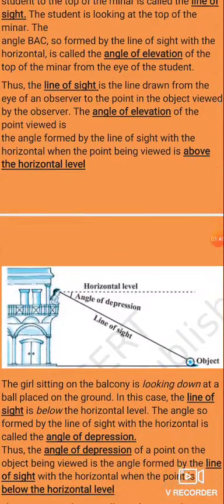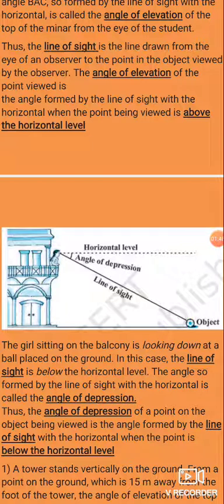Next figure, listen carefully. A girl sitting on the balcony is looking down at the ball placed on the ground. In this case, the line of sight is below the horizontal level. The angle so formed by the line of sight with the horizontal is called the angle of depression. Thus, the angle of depression of a point on the object being viewed is the angle formed by the line of sight with the horizontal when the point is below the horizontal level.